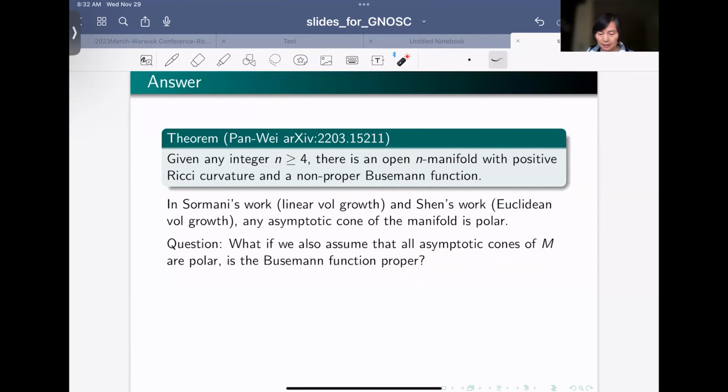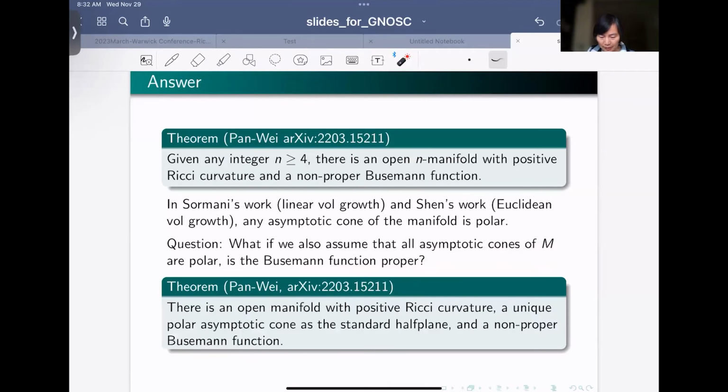Then we also answer this in the negative. In this case, it's not dimension 4, but dimension a little bit higher. We can have an asymptotic cone that is actually just a half plane, so it's definitely polar. It's a metric cone, but the Busemann function is also not proper. So yeah, I think all these lead to lots of questions. Maybe Jiaying will mention later when it is proper, and what property it's related to.